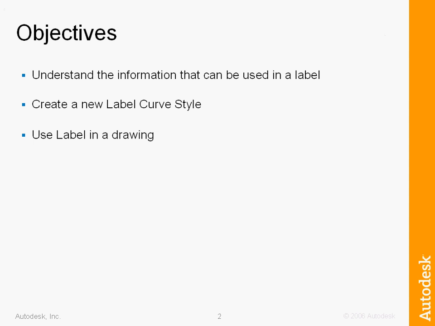So we showed that you can use pretty much any property set data that's been attached to an object as a particular type of label. We went ahead and created a new label curve style that referenced that property set definition information, and then we went ahead and used that label in the drawing.